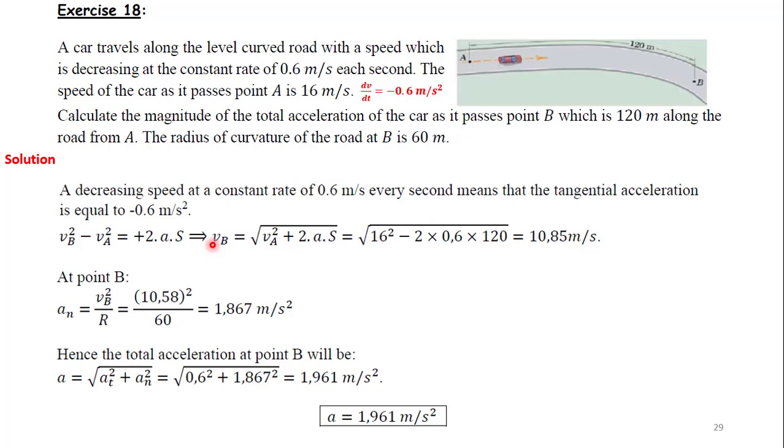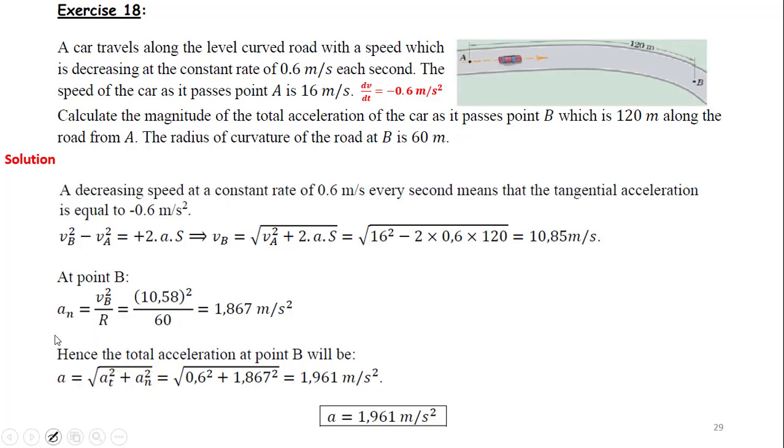Okay, so we calculated VB. We can deduce the normal acceleration is equal to VB squared over r, where r is the radius of curvature. It's also given. We can find an. Okay, we have at and we have an, then we can find the total acceleration, which is equal to the radical of at squared plus an squared. And all the units here are in the SI system.